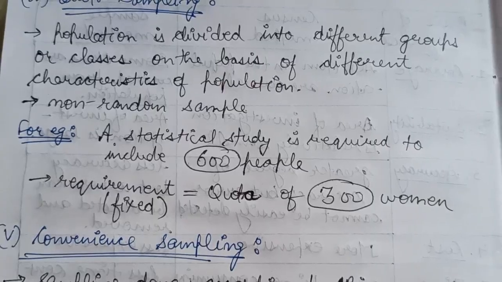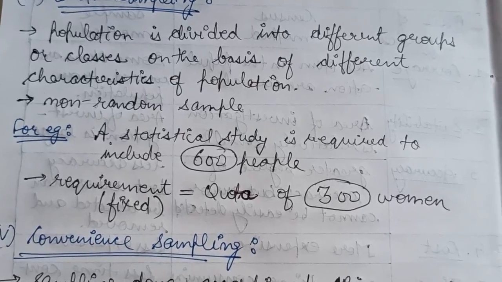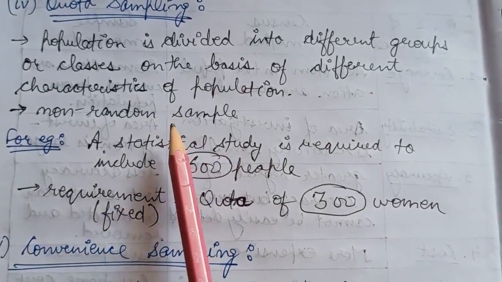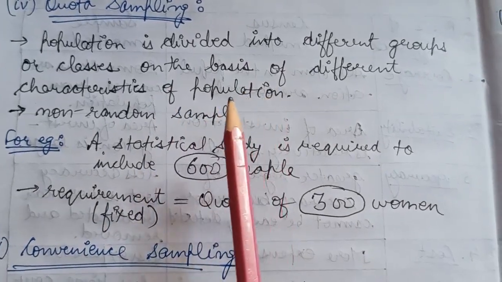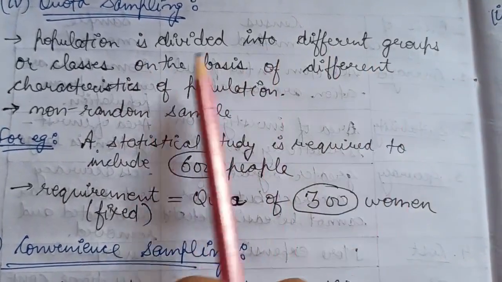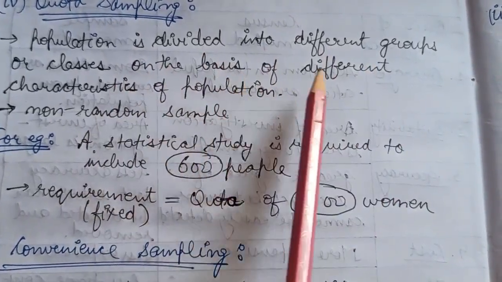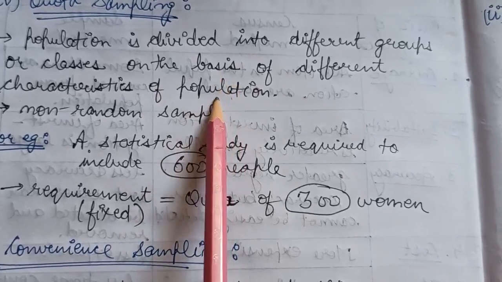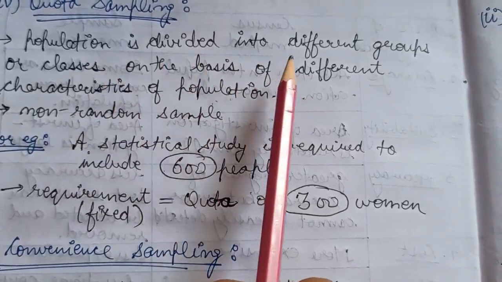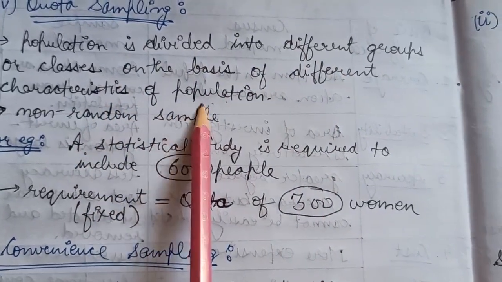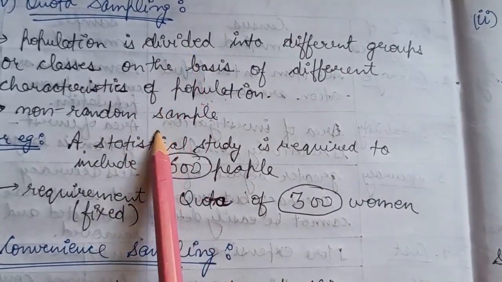Now the next method of sampling is quota sampling. In this method we will make certain quotas according to the purpose of our study. Firstly, the population is divided into different groups or classes on the basis of different characteristics of the population. We will firstly divide the population into certain groups according to the characteristics of the population, and this is also a non-random sample.